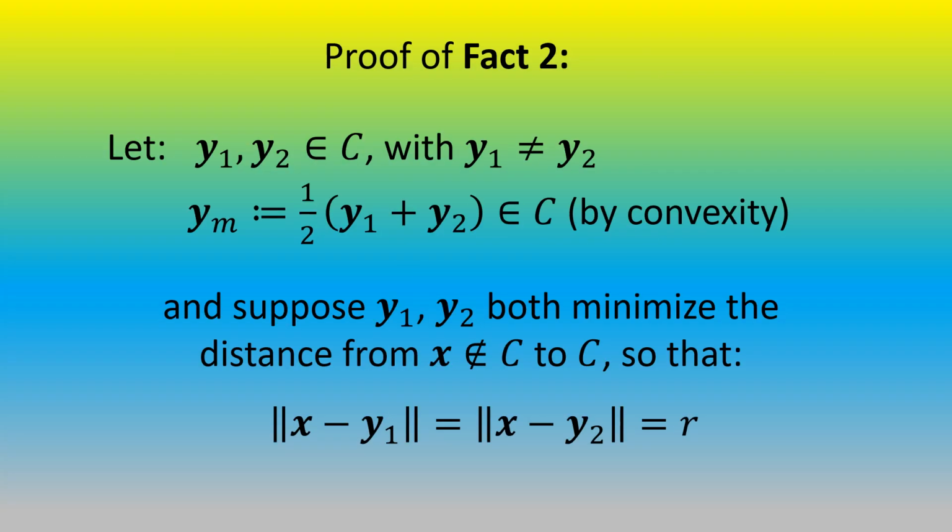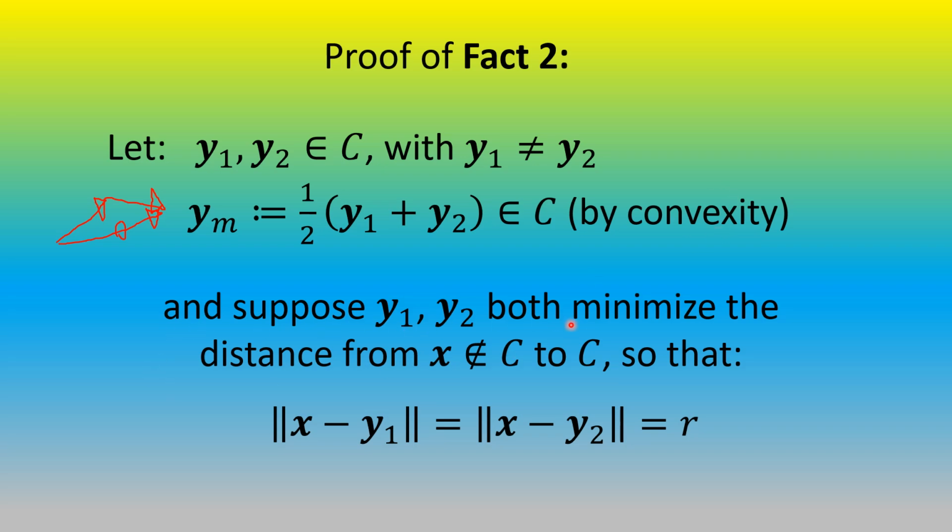This is true because if we let y1, y2 be members of C with y1 not equal to y2, and y midpoint be defined as 1/2 of y1 plus y2, then you have y1, then you have y2, and your midpoint is somewhere around here. So that's y midpoint, at the circle. And that midpoint must be in C due to convexity.